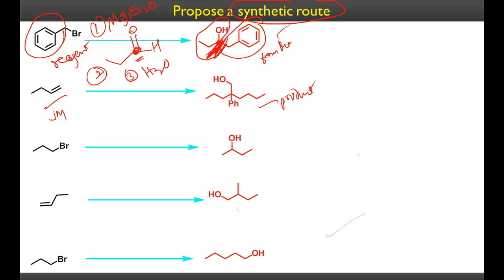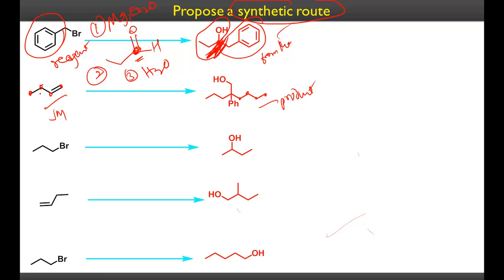Propose a synthetic route. It doesn't mean that one arrow means that there's only one step. Here there's only one arrow, but we had 3 steps. Same is true here. Can I think of a way to convert this into something that I need here? How many carbons does it have? 1, 2, 3, 4. So the 4 group, 1, 2, 3, 4.